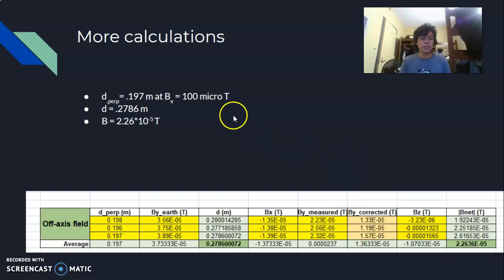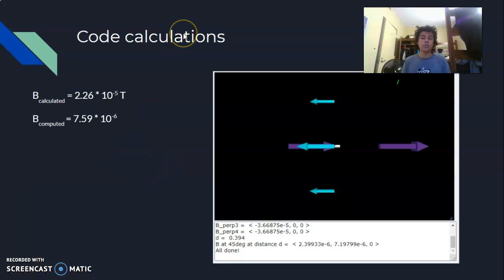We found the perpendicular distance of the magnet. We were able to find the magnitude of that just by using the square root of d squared plus d squared, and then we were able to calculate B net, which was 2.26 times 10 to the negative 5 T, using the average of the three different models that we had.